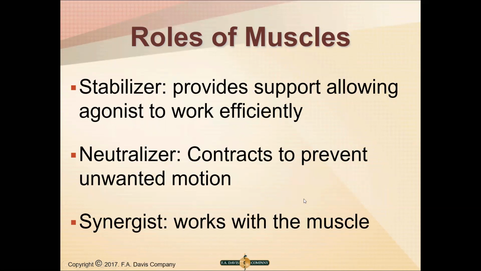A stabilizer provides support to allow muscles to work. Most of our stabilizers are our core muscles. Neutralizers work to prevent unwanted motion, and then synergists work with the muscle, right? So when we're doing hip flexion, there are many muscles that work in synergy with one another to allow for that hip flexion to occur.